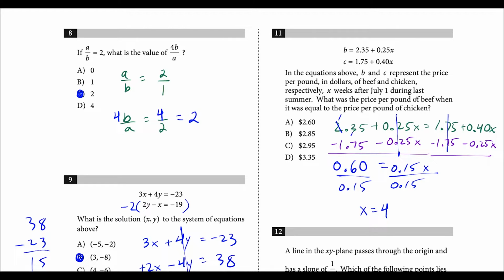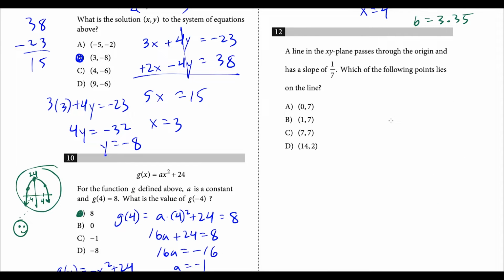but what we want to know is the price per pound of beef. So now we're going to plug this back into the equation, and that tells us here the price per pound of beef is equal to 2.35 plus 0.25 times x equals 4 is going to give us 1. So the price per pound of beef at the time when they were equal was $3.35, choice D.